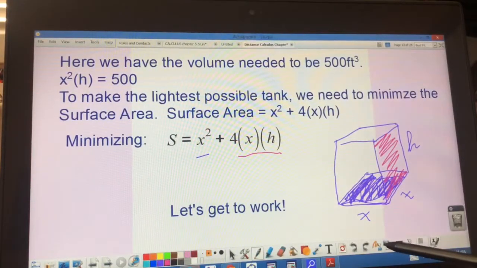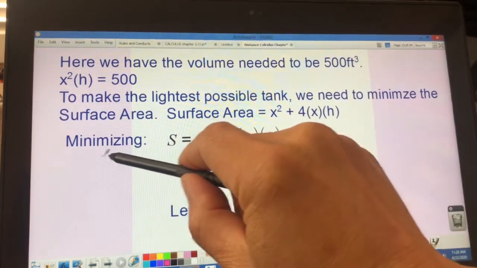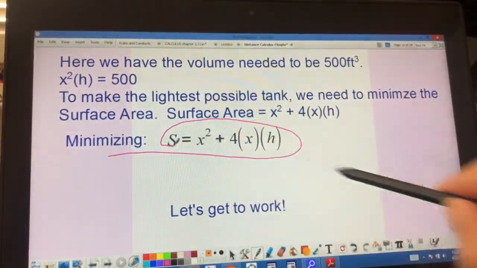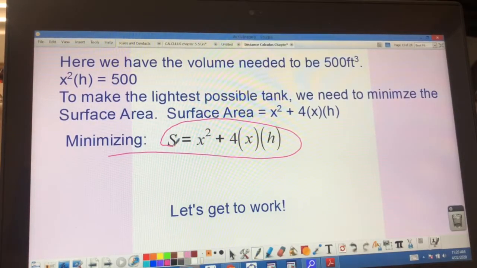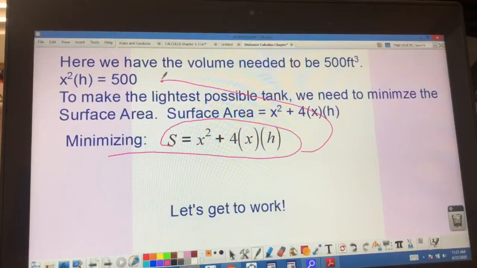All right, so let me clear the screen here. So our job is to minimize this. Why are we minimizing it? Because we have to make it as light as possible. It's the smallest area that we're going to use to make sure that it contains that volume over here. Okay, you can ask questions later. The good thing about video is you can't ask me questions right now. So, all right, anyways, let's get to work.